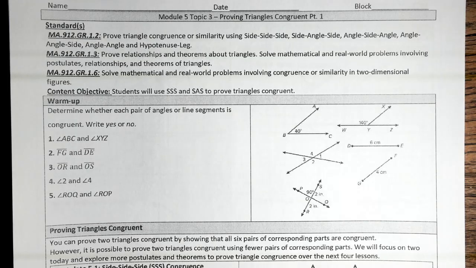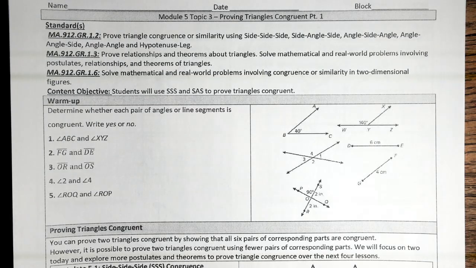The objective for this topic, you guys are going to use SSS, or side-side-side, and SAS, side-angle-side, to prove triangle congruence. So we're actually going to talk about all four that were mentioned, well, the first four mentioned in GR 1.2. But Part 2, we're going to go more into the second two of these. But for now, we're on page 10 of the Module 5 packet.